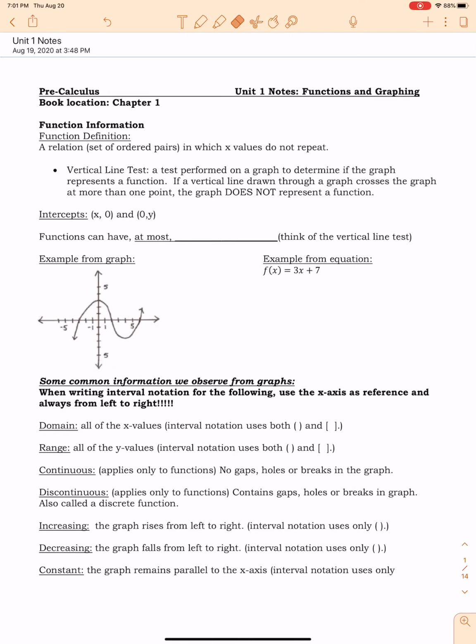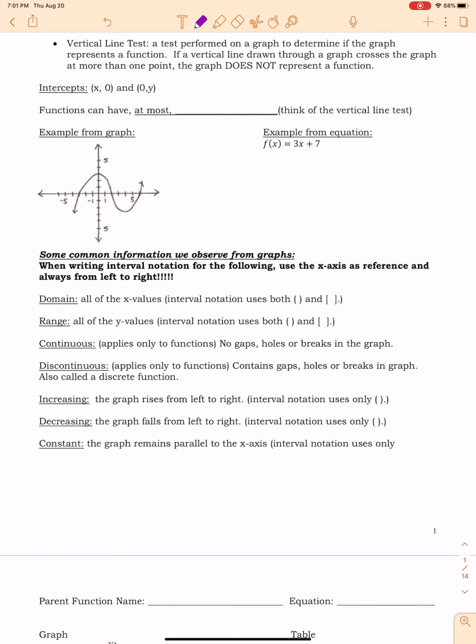All right, babies, in this video, we're going to talk about function characteristics and notation. So if you will look at the bottom of page 1 of your notes, that's where we're going to get started. I'm just going to briefly go through these with you, and then I'm going to illustrate it on an example of a parent function. Some of the information we observe from our graphs: domain, range, continuous, discontinuous, increasing, decreasing, and constant. Of course, I don't need to read all of those to you, but I do want to illustrate how they work in a particular function so that you will understand how to apply them to other parent functions.